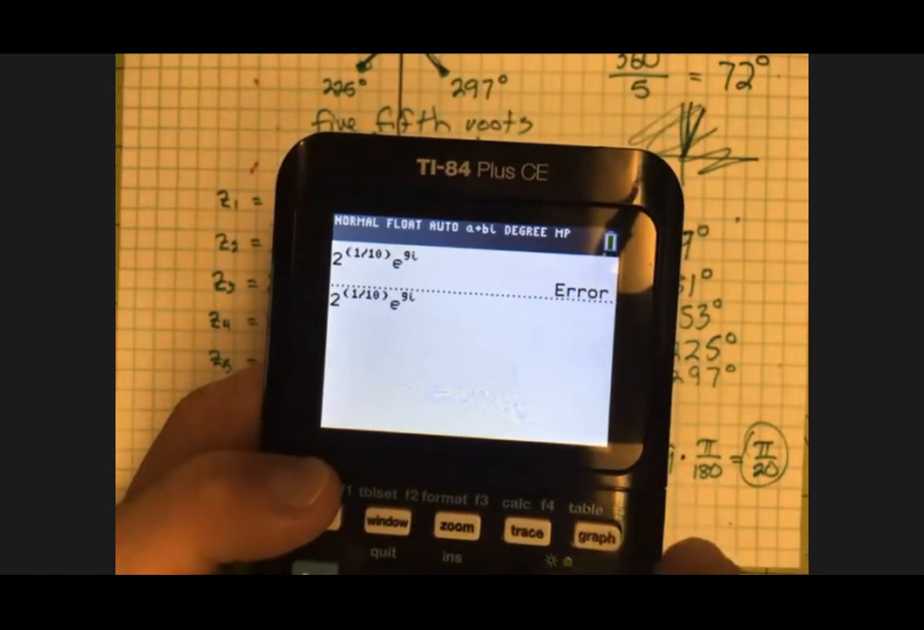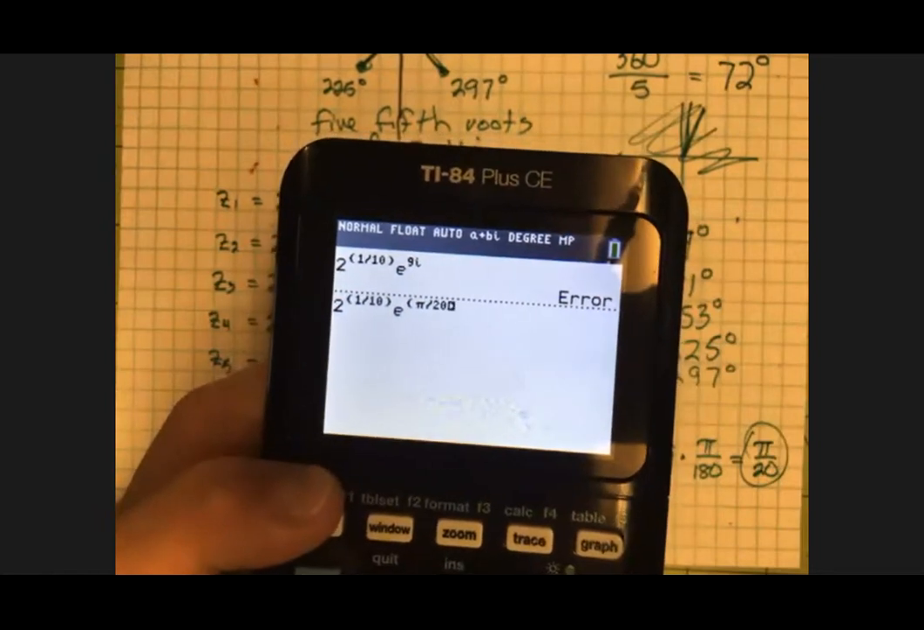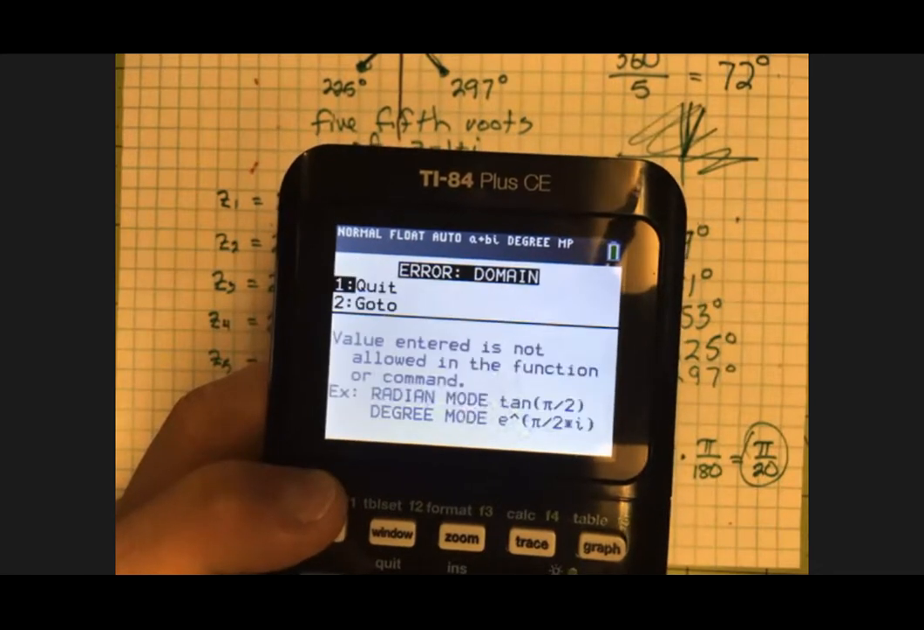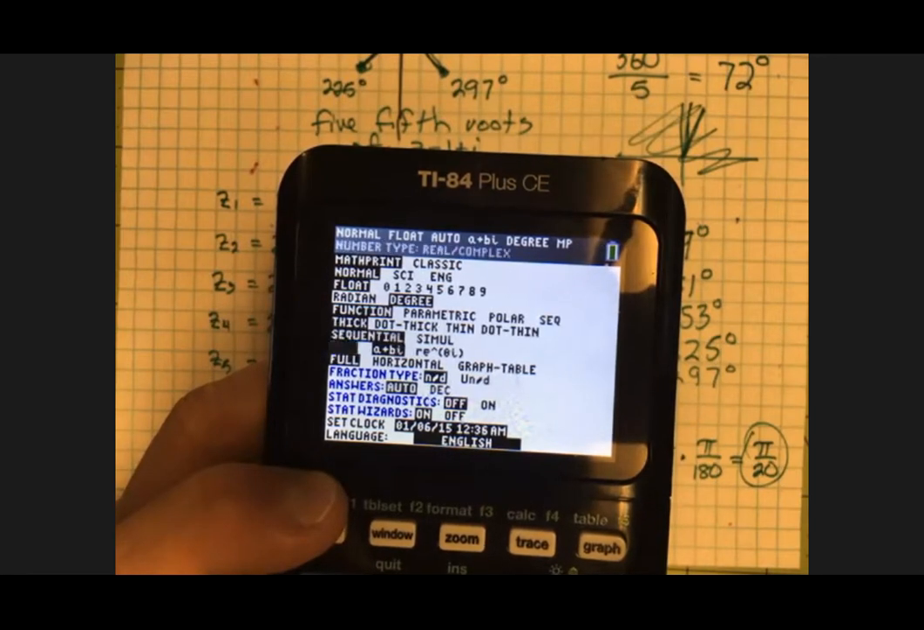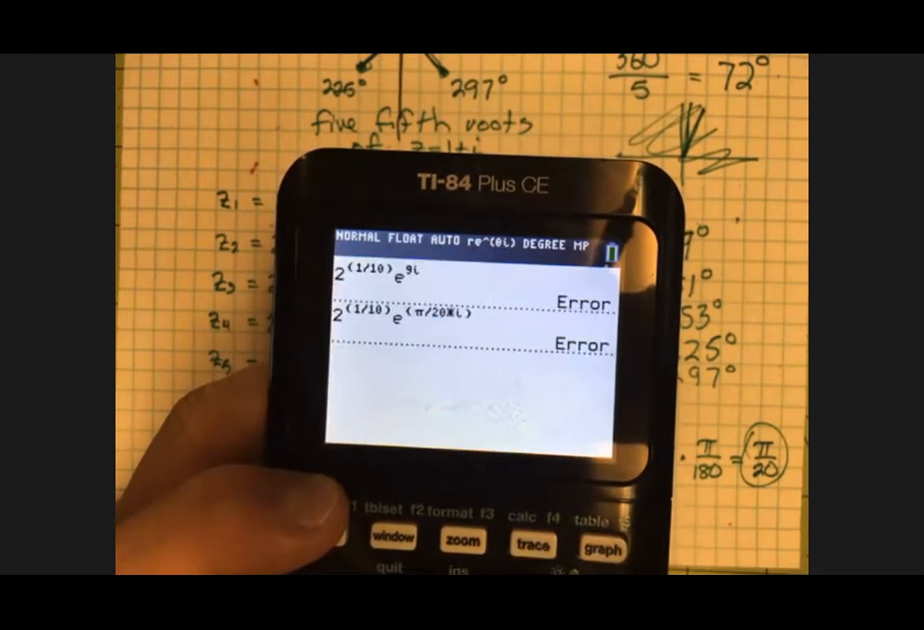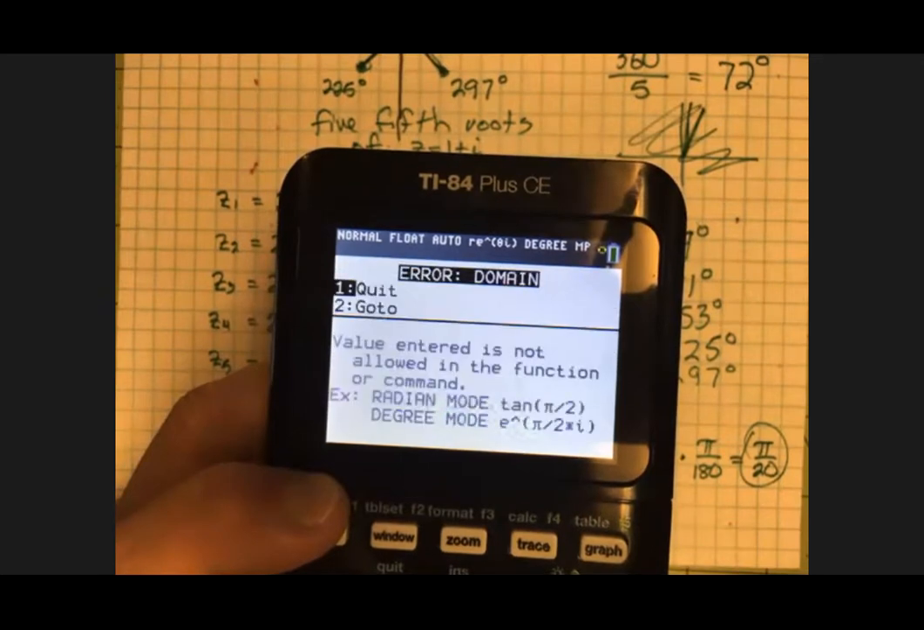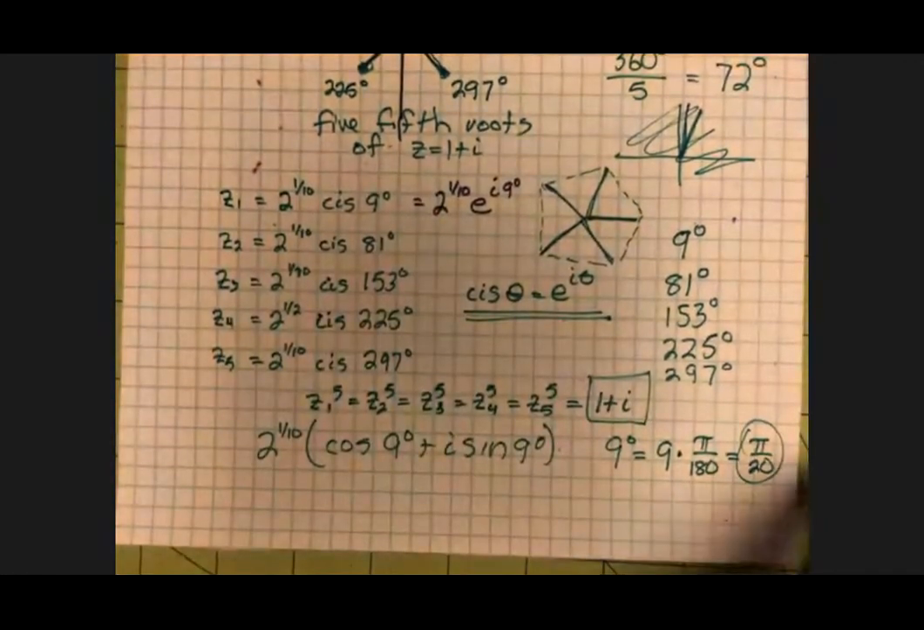Let's say pi divided by 20 times i. It still didn't like the way I typed it there. I got to be in radian mode, possibly, but I don't want to mess with this mode too much. I'll just do it the longer way. Let me first test that. See if that's easier. Now, for some reason, I'm not entering this nicely.